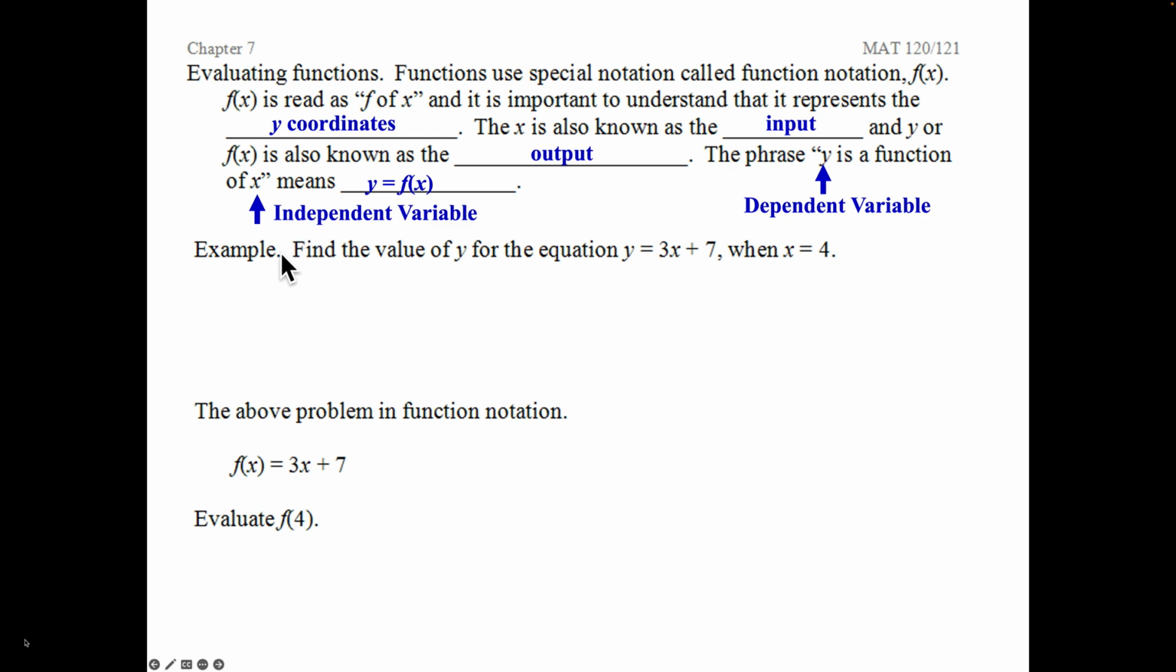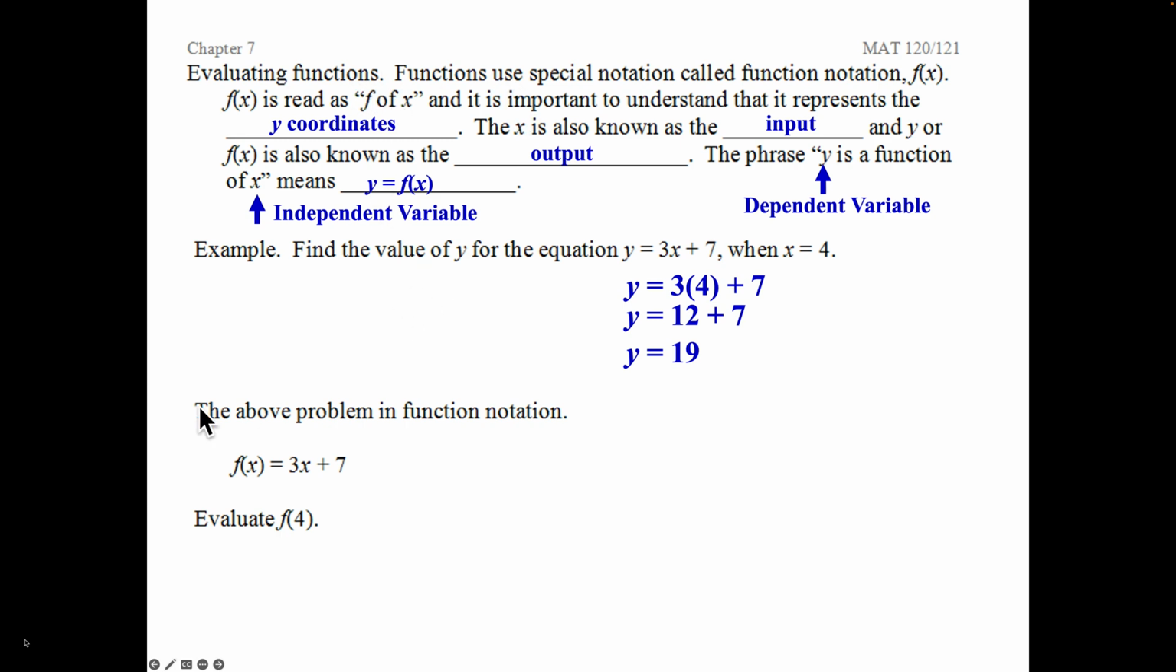Now, you might remember problems like this. Find the value of y for the equation y equals 3x plus 7 when x equals 4. You took the 4, you substituted in for x, 3 times 4 was 12, plus 7, 19, and there's your answer. All right, so a lot of students ask me, well, why do we have to know this function notation?